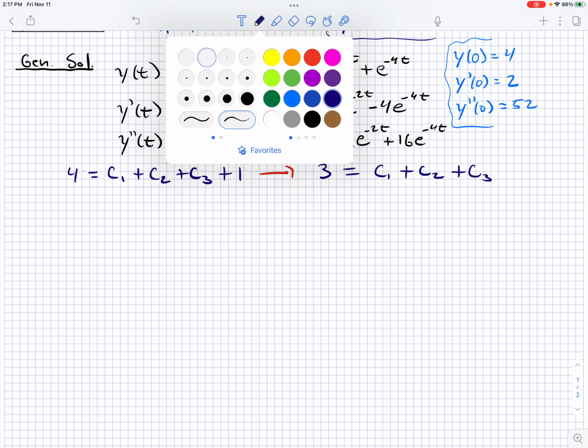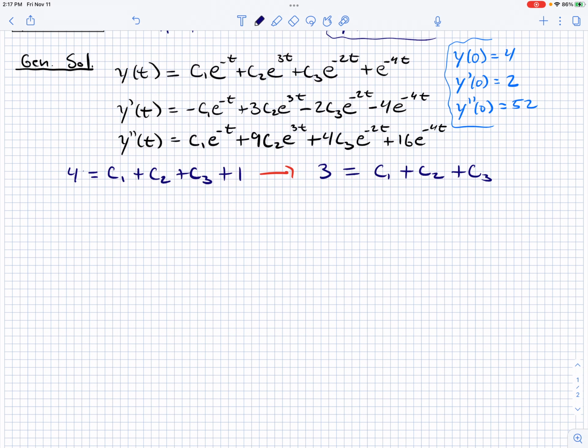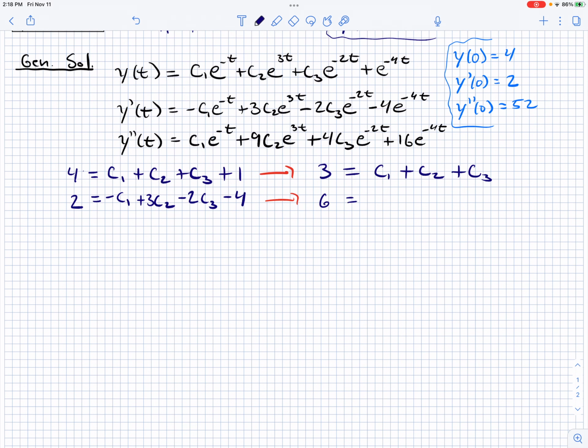Next, y prime of 0, we know is equal to 2. That will equal negative C1 plus 3C2 minus 2C3 minus 4, which, when you get the constants on the other side, becomes 6 being equal to negative C1 plus 3C2 minus 2C3.